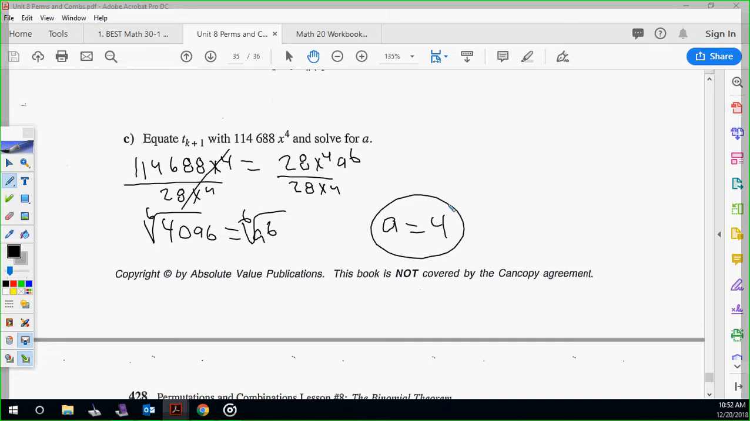So how the binomial theorem helped us was to simplify to what we expected to be there in terms of the missing variable, and then solve for that missing variable. Okay?